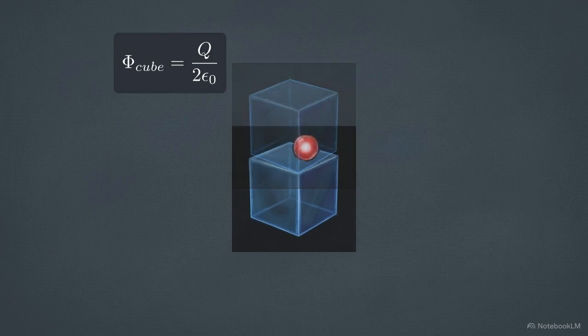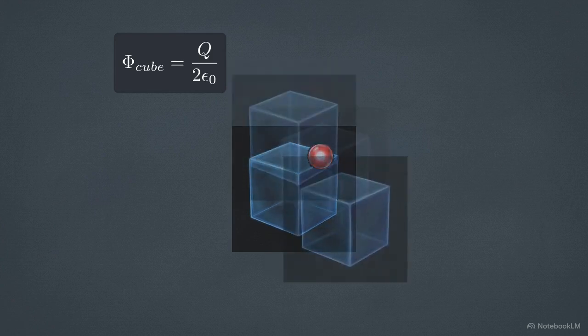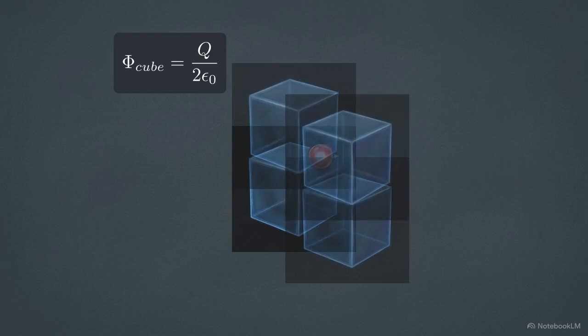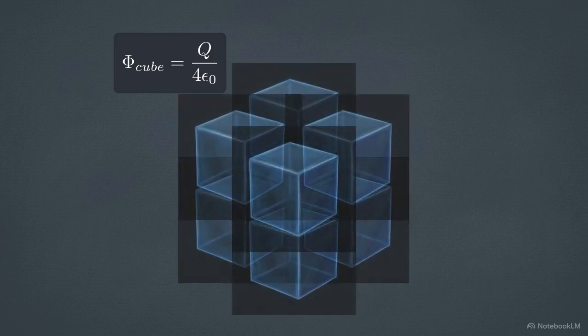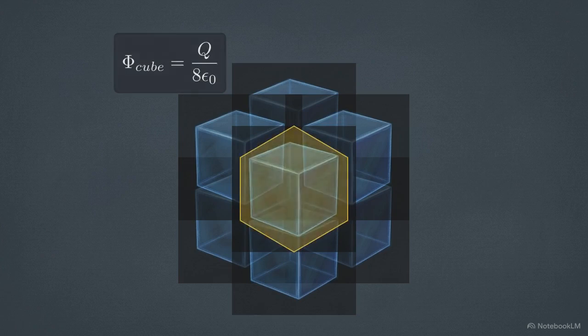We can expand this geometric logic. If a charge sits on an edge, it requires 3 additional cubes to enclose it entirely, meaning our single block sees 1/4 of the total flux. Push that charge to the absolute corner, and you have to stack 7 additional cubes to lock it in the center. Our original cube now captures exactly 1/8 of the flux.